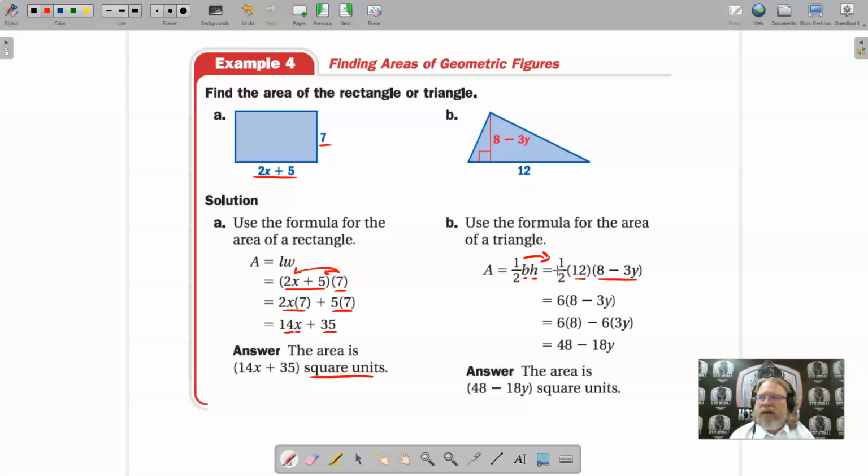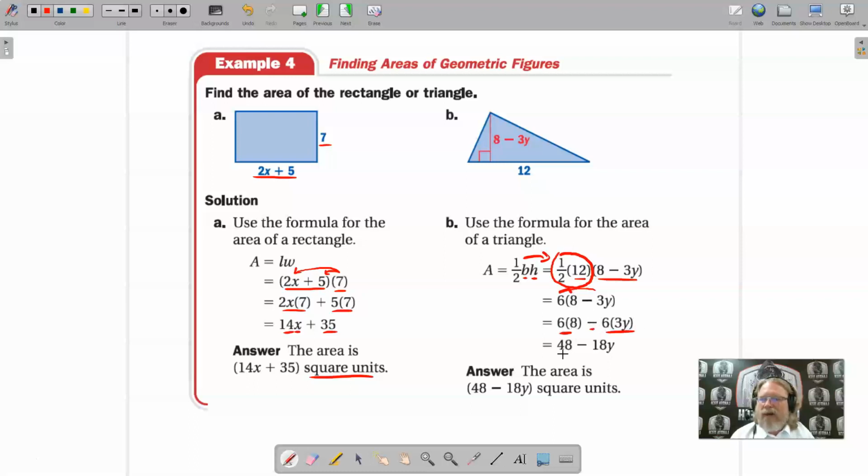minus 3y. So we're going to go ahead first and simplify this 1/2 times 12. Well, 1/2 of 12 is 6. And then we're going to bring down the 8 minus 3y. Next, we need to go ahead and use the distributive property because we're all set up for the distributive property here now. 6 times the 8 we have there. 6 times 3y is here. And we bring down that subtraction sign that we have there.